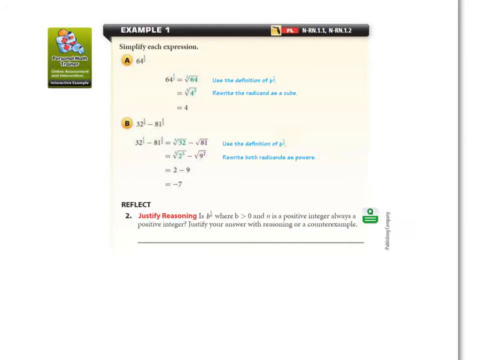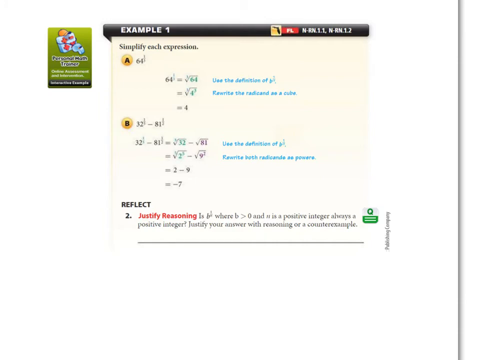So here they've walked us through a couple. Part A, they have 64 to the 1/3. So they rewrote it as the cube root of 64. Again, you can use your calculator to find that, or simply think logically about what number times itself 3 times would be 64, which is 4. And there's your answer. You can ignore this step here. That's just them showing why it works.